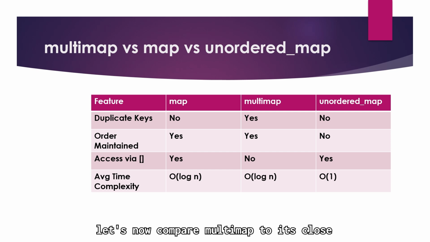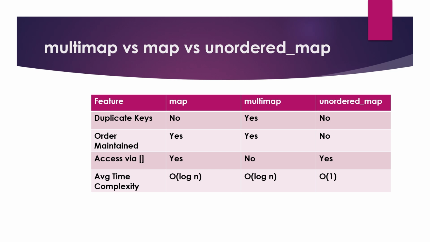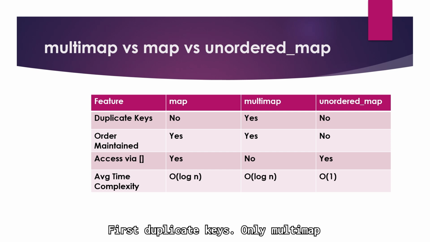Let's now compare multimap to its close cousins map and unordered map. First, duplicate keys. Only multimap allows them. Both map and unordered map enforce unique keys. Next, ordering. Map and multimap maintain sorted order of keys thanks to their underlying red-black tree structure. Unordered map, on the other hand, uses a hash table, so elements are stored in an unpredictable order.